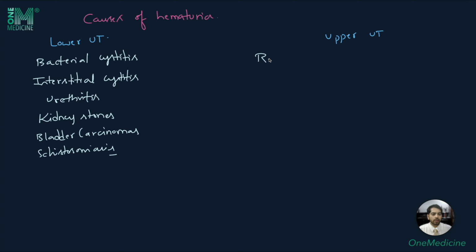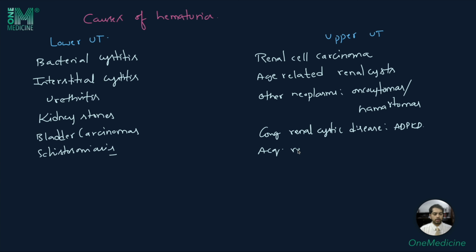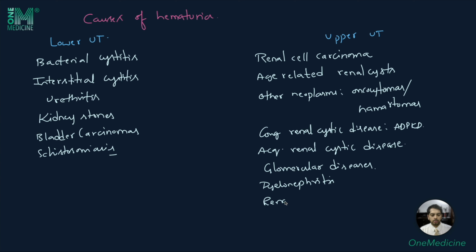Upper urinary tract causes include renal cell carcinoma, age-related renal cysts, other neoplasms including oncocytomas or even hamartomas, congenital renal cystic disease including ADPKD, acquired renal cystic disease, glomerular diseases, pyelonephritis, renal infarction, hypercalcemia and hyperuricosuria, and even nephrolithiasis.